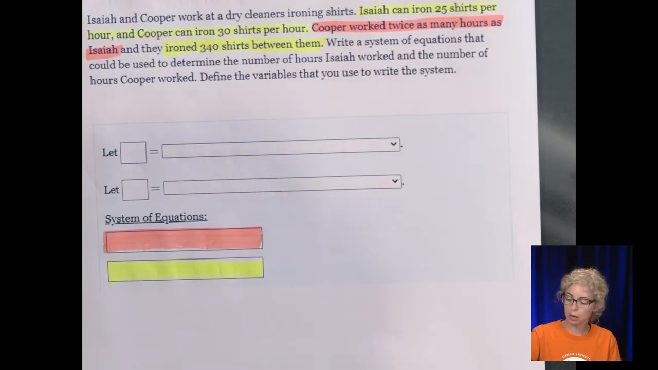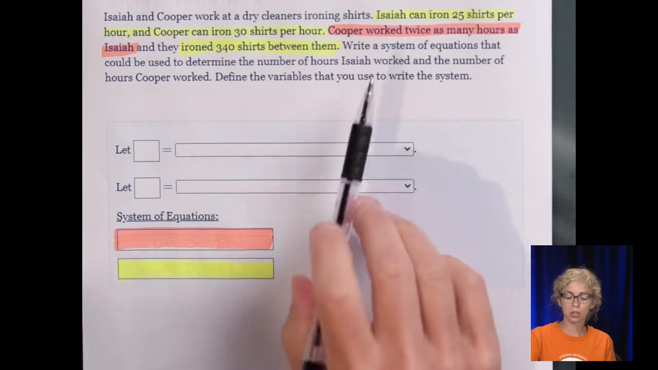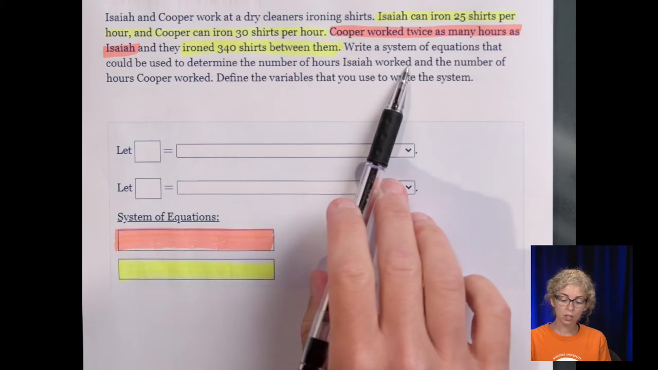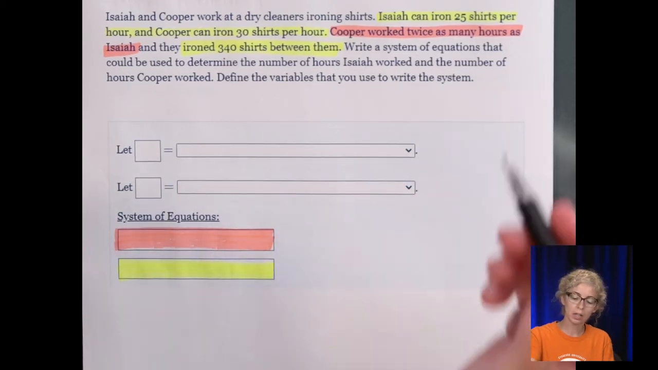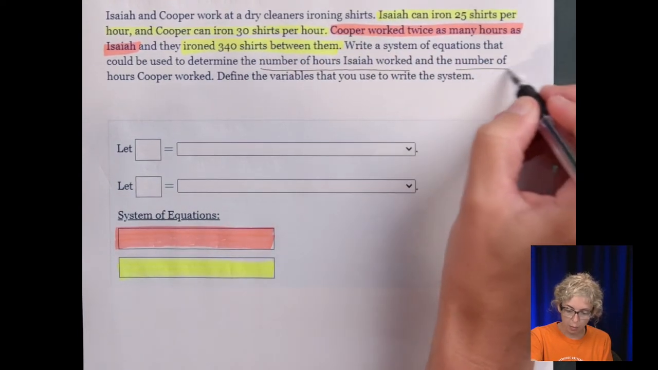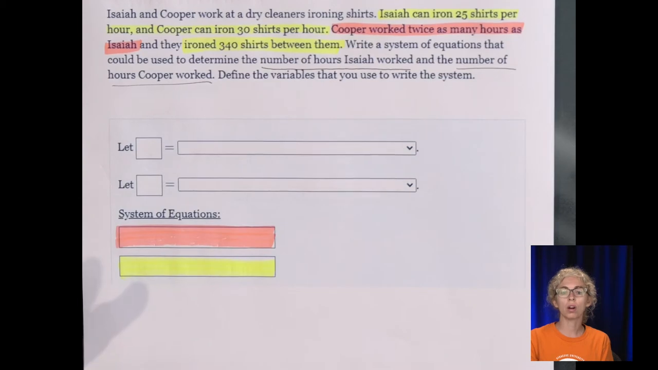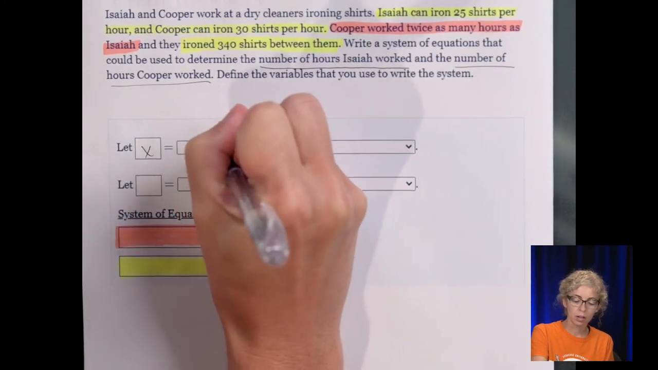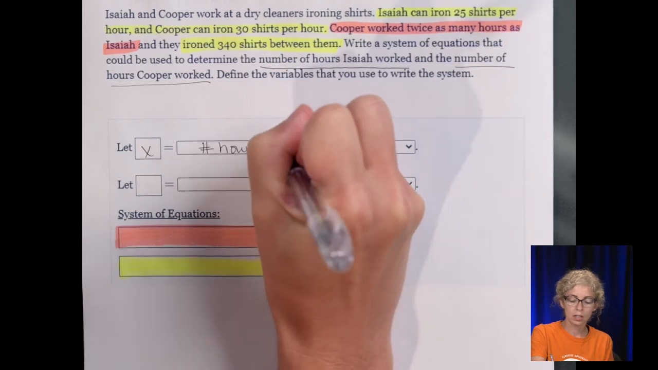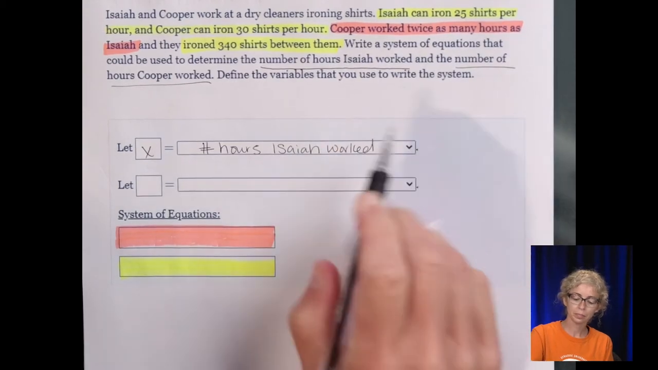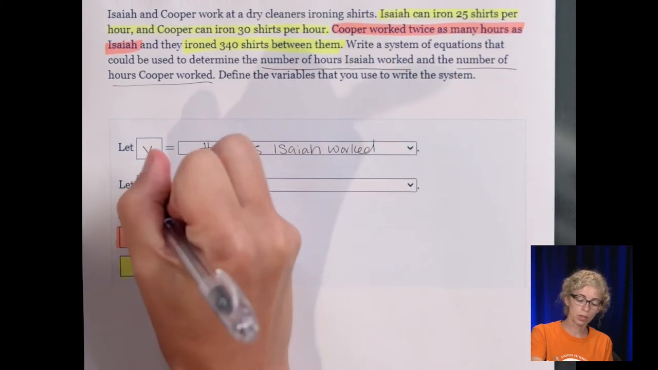So for defining my variables, because we just have to write a system that can be used to solve for the number of hours Isaiah worked, whatever it's telling us to do, so for instance, the number of hours I'm trying to find Isaiah worked and the number of hours that Cooper worked, those are what we're trying to figure out, okay? Those are our variables or let statements. So let's let X equal the number of hours Isaiah worked. And let Y equal the number of hours Cooper worked.